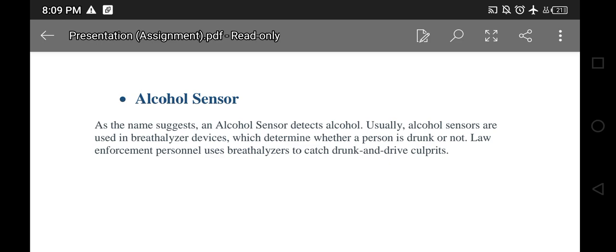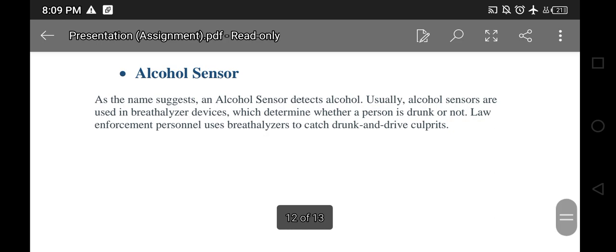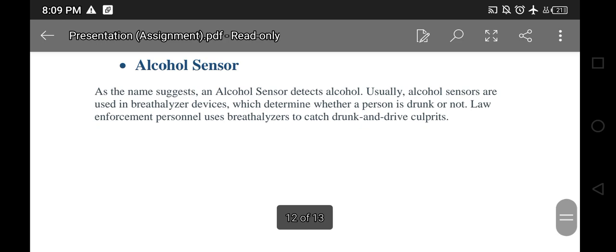So for that, the police or FBI or any of these criminal protection services, I'll say, use these kinds of sensors to detect whether a person is actually drunk or not. That's what is written on your screen here in the last line. Enforcement personnel use breathalyzers to catch drunk and drive culprits.